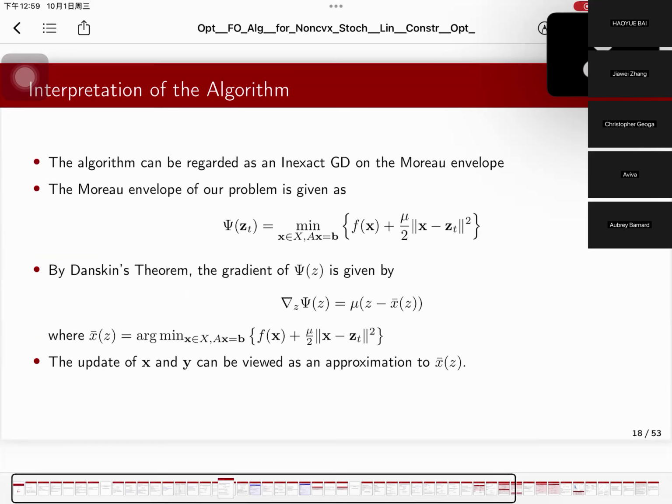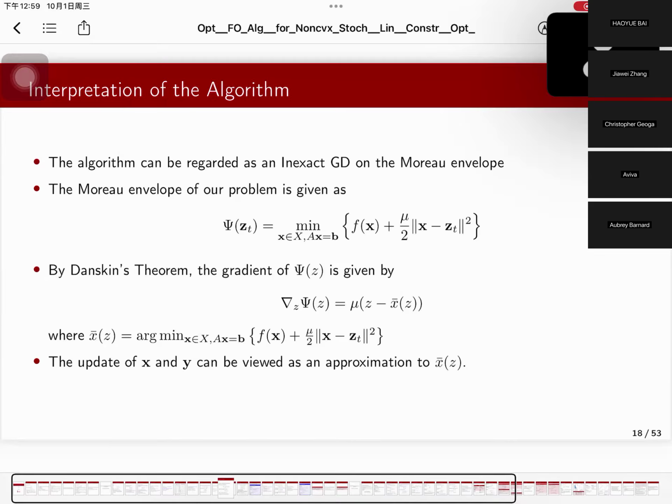How to understand this algorithm? This algorithm can be understood as approximate gradient descent on the Moreau envelope function defined here. We define this Moreau envelope function, and by Danskin's theorem, the gradient of this Moreau envelope is p times (z minus x bar of z), where x bar of z is the solution to this proximal subproblem. But actually, we don't know this x bar of z.